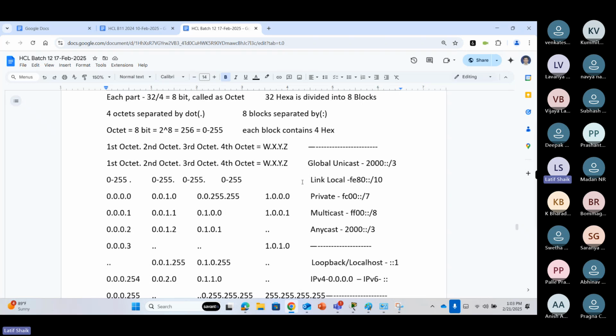For IPv4, it is 127.0.0.1. For IPv6, it's colon colon 1. Okay. In IPv4, 0.0.0.0 is there. In IPv6, it's colon colon only. Okay. So these are the basic differences, guys. In IPv6, you don't have a subnet mask. In IPv4, we have a subnet mask, which is used to divide the network and host portions.